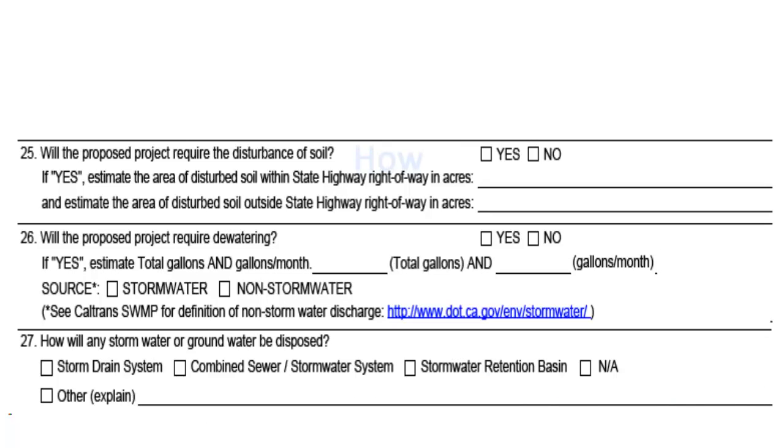Questions 25 to 27 provide you the opportunity to tell us how you intend to preserve water quality during your work. Estimate the area of disturbed soil within and outside the state's highway right-of-way. Report the quantity of dewatering and where it will be discharged. Finally, provide where you will dispose of the storm water and groundwater.